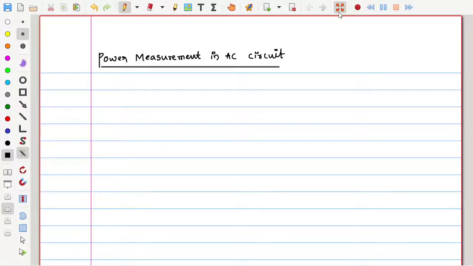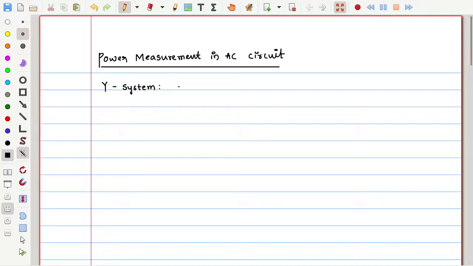Right. So welcome to the new lecture, and in today's lecture we'll discuss the power measurement in AC circuits. So let us see what we had seen so far in the AC circuits. In this three-phase system we dealt with the star connected load as well as source. So I'll say star connected system.